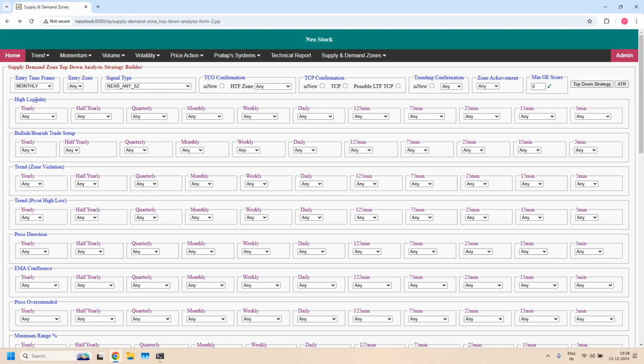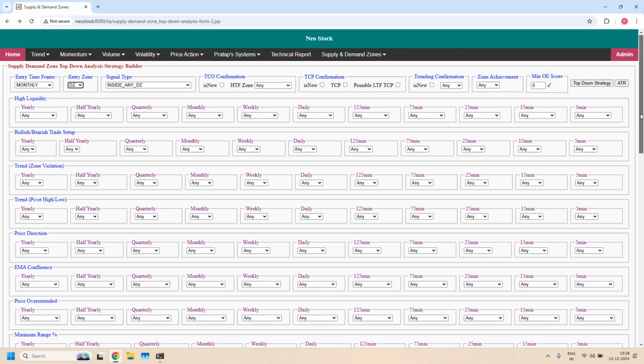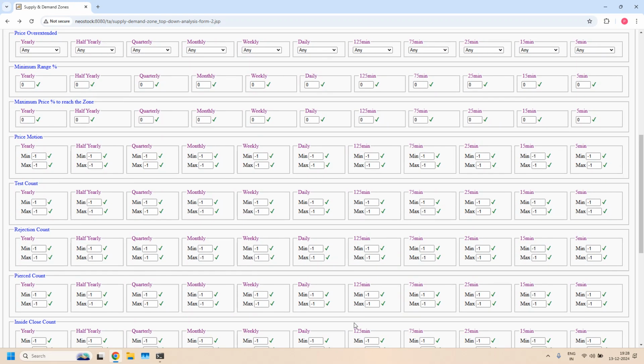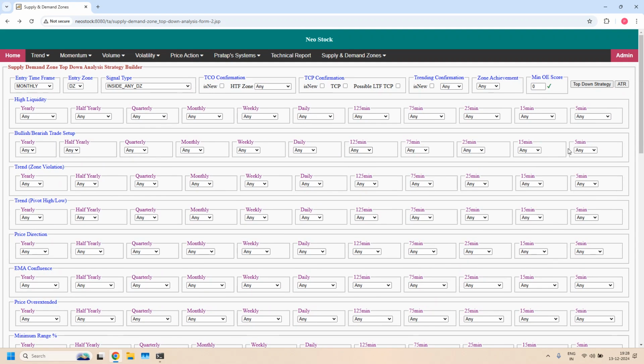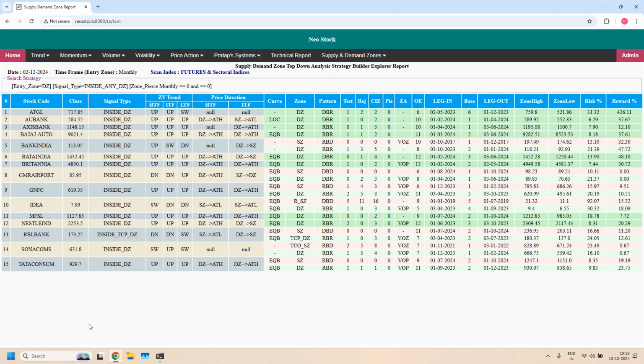Next monthly time frame, price closed inside the monthly demand zone. This monthly demand zone should not be pierced. Pierced count at monthly time frame, I am setting minimum value 0, maximum value 0. With this filter we got 15 stocks, and we can further filter with a high probability parameter, monthly EMA Confluence.